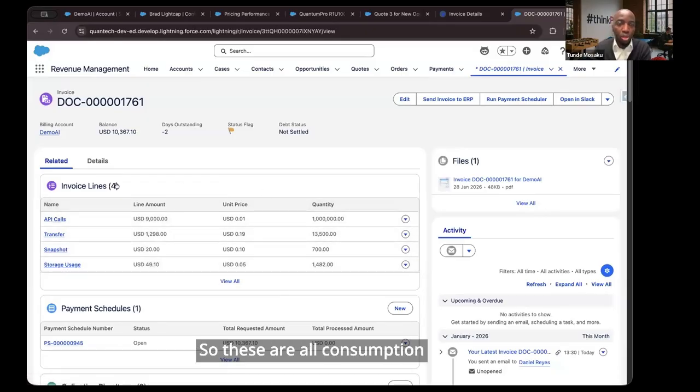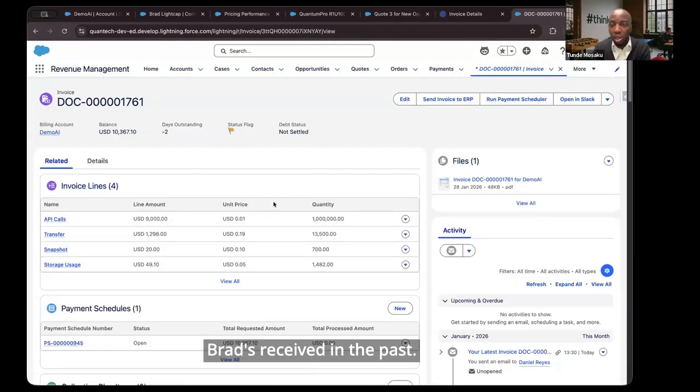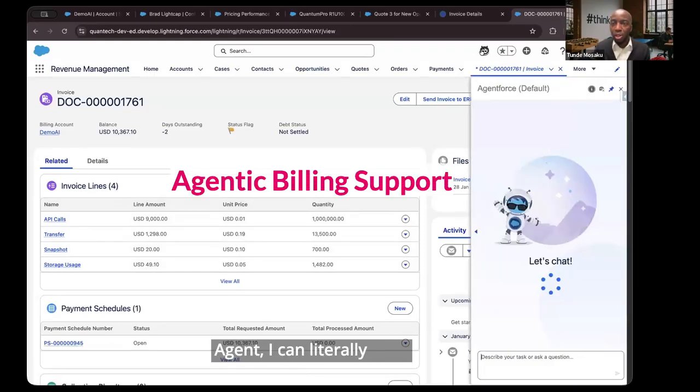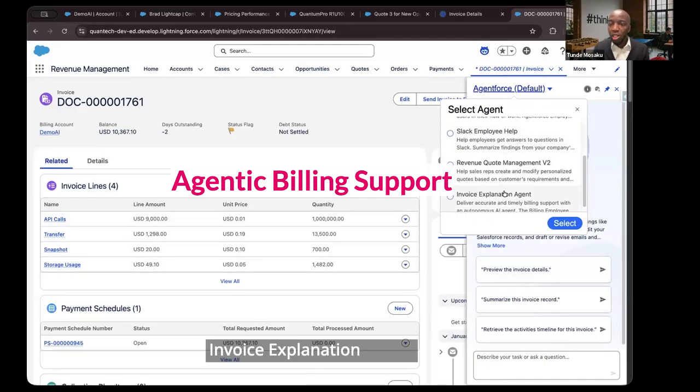So these are all consumption products that have come in on the back of an order that Brad's received in the past. And we've uploaded that usage into Agentforce Revenue Management, done the rating, and then the invoice has been generated. But he still has a question. How do we answer that question? As a billing support agent, I can literally go in and pick up my Invoice Explanation Agent.